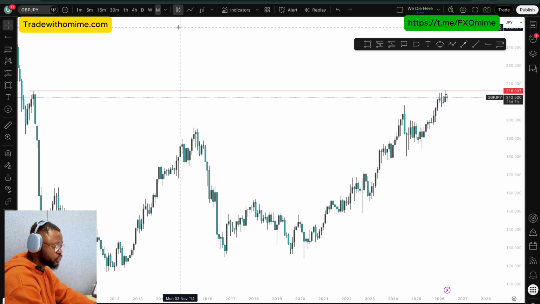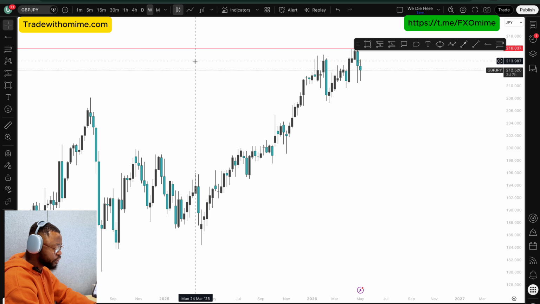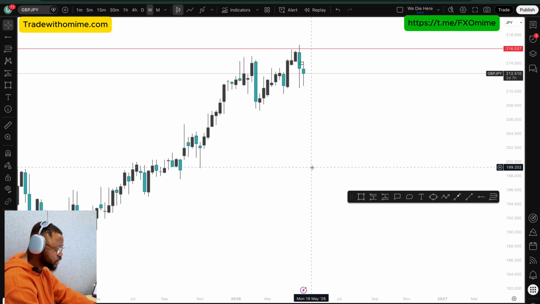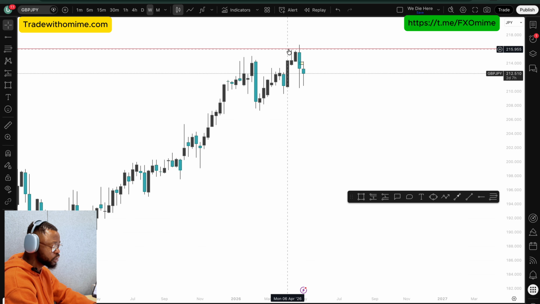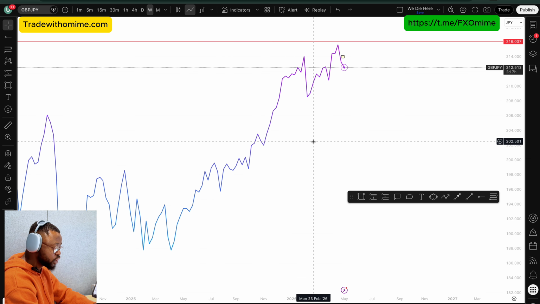So I'll come to the weekly time frame now. Now we are getting into business. What do I see on the weekly time frame? I still see us rejecting this particular line here, which is the monthly high. But overall, GJ is bullish on the weekly. I need you to get that.